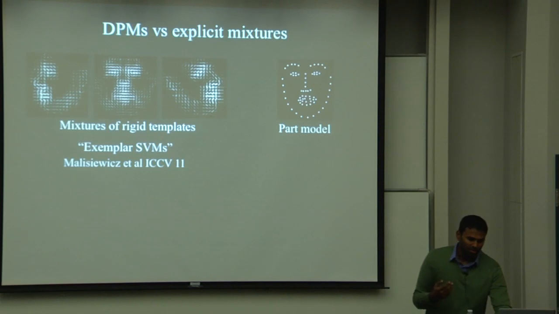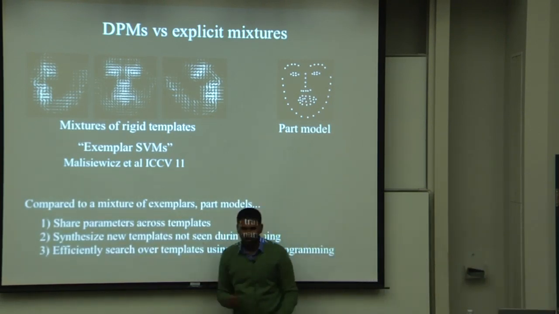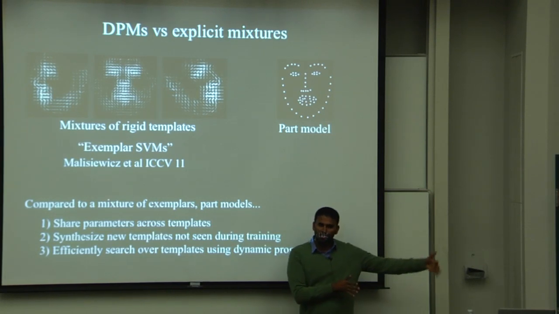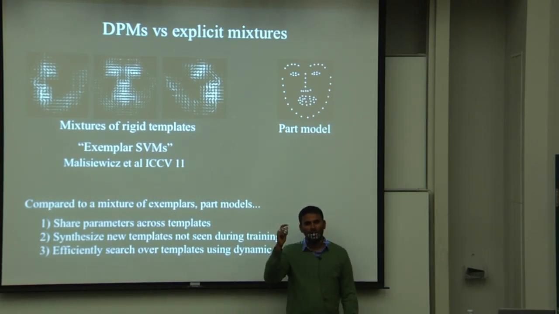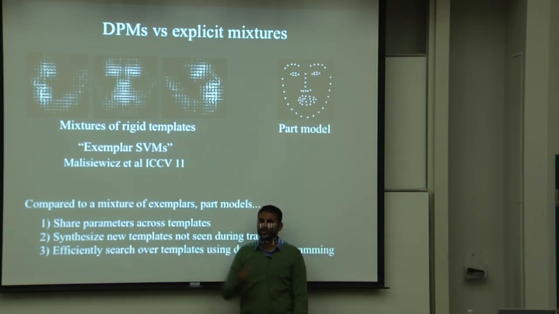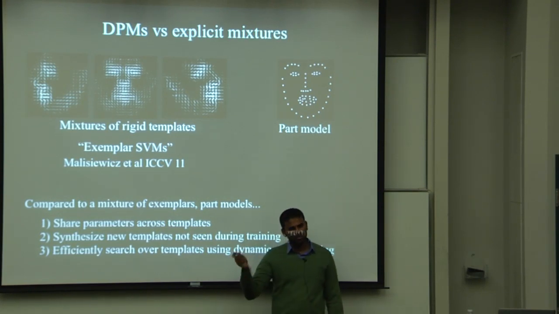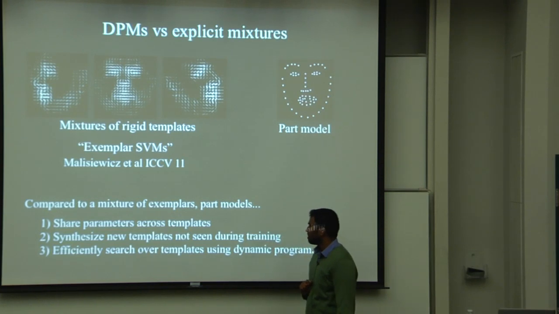And so what I argue is that there's three differences. One is that the DPM will share parameters across its set of global templates. So the nose that you train gets to be averaged across all noses from your training images. Versus in the exemplar, nearest neighbor case, for every training image, you only get to see that one particular nose. And so you build a template for that. So you might suffer from noise issues there.